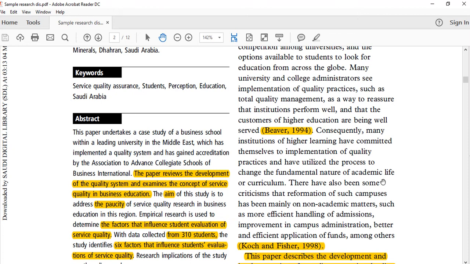So here you can see I have underlined many of the things. First thing is how to write the citation. Now when he has written Beaver 1994, it means that Beaver is the author of this particular idea. They are telling you that this is not my idea, that many university and college administrators see implementation of quality practices. They have written it, but the idea is of Beaver, and this was published in an article in 1994. And when you go to the reference section, the full details of the article is given there.